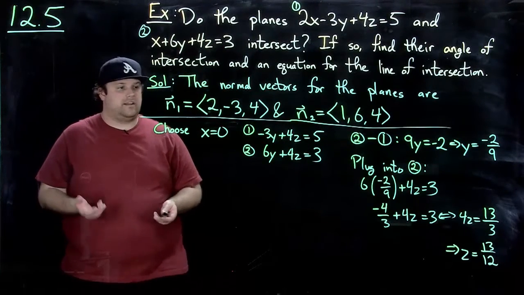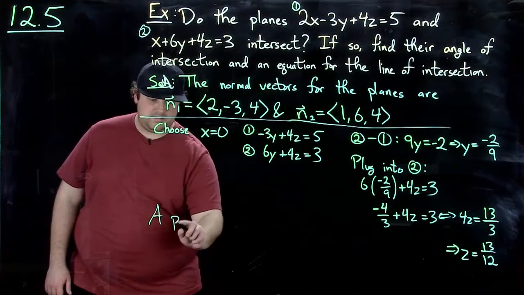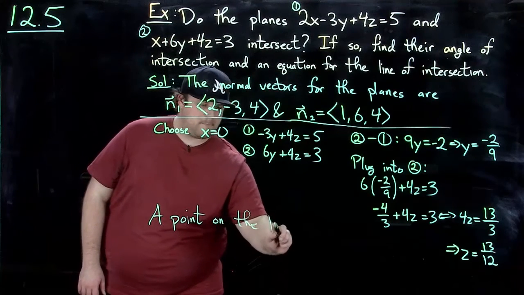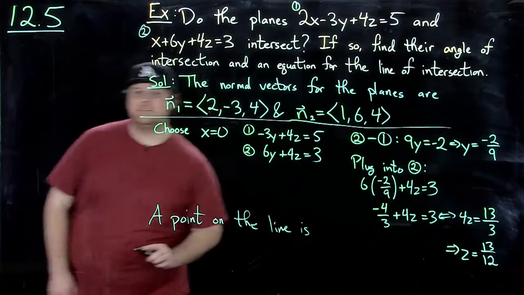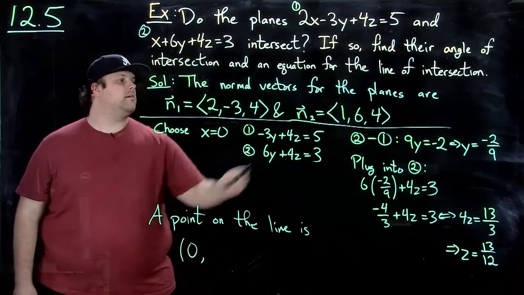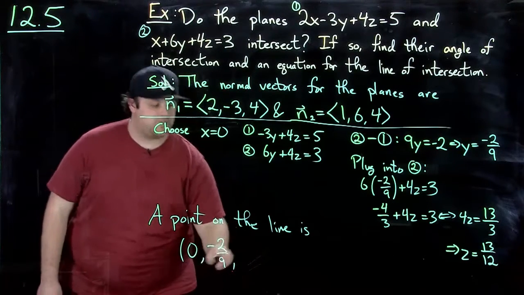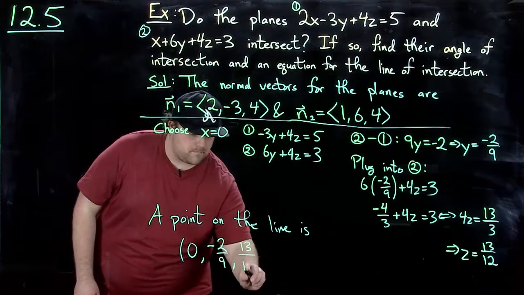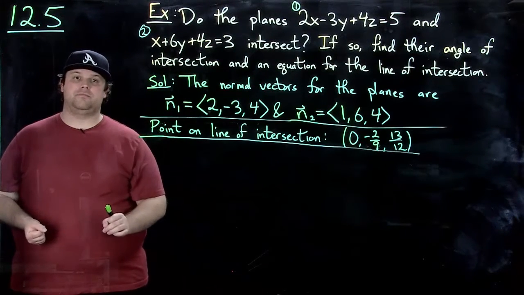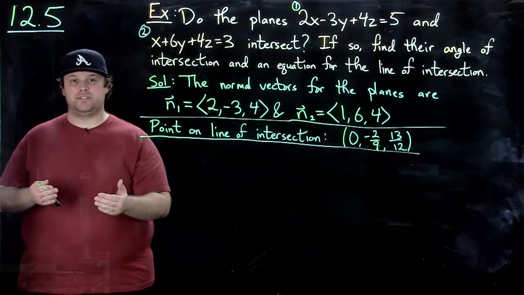So a point on the line is given by (0, -2/9, 13/12). So we're halfway there now. We have a point on the line of intersection. And actually, to be honest, this usually ends up being the step that takes more time of the two.